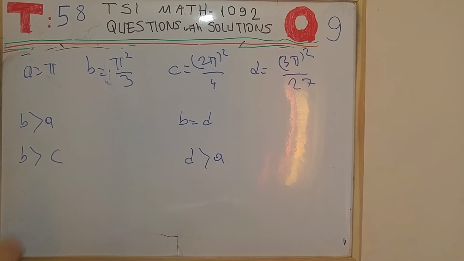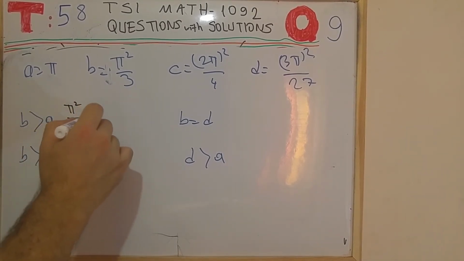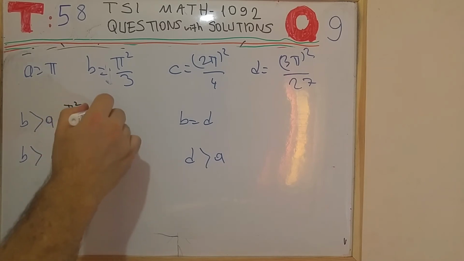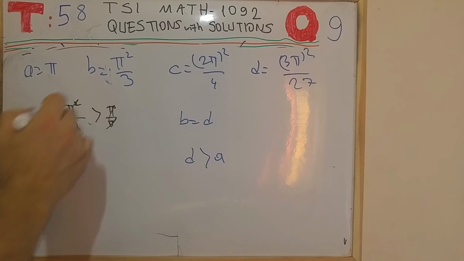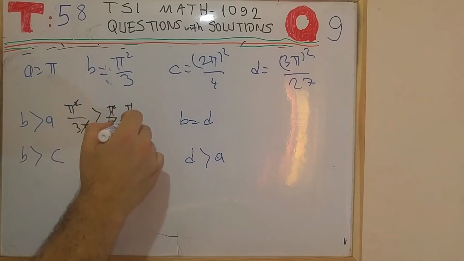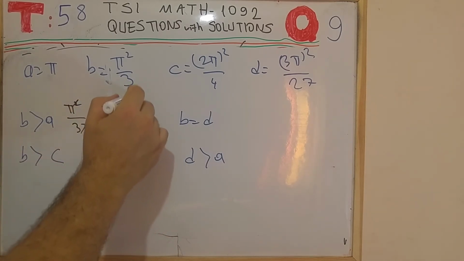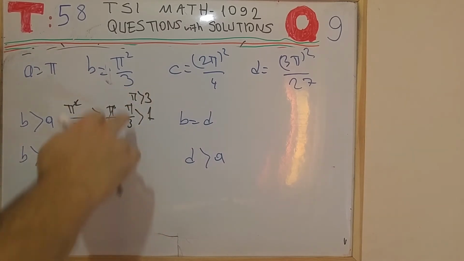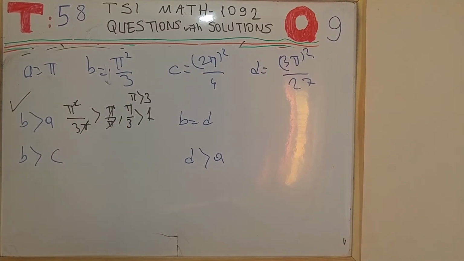B is greater than A means pi square over 3 is greater than pi. Is it true? When I simplify each side by pi, what I have is pi over 3 is greater than 1. Yes, so pi is greater than 3. So this means this is right. Pi is 3.14, etc. So this choice is right. Correct. Let's go to the second one.